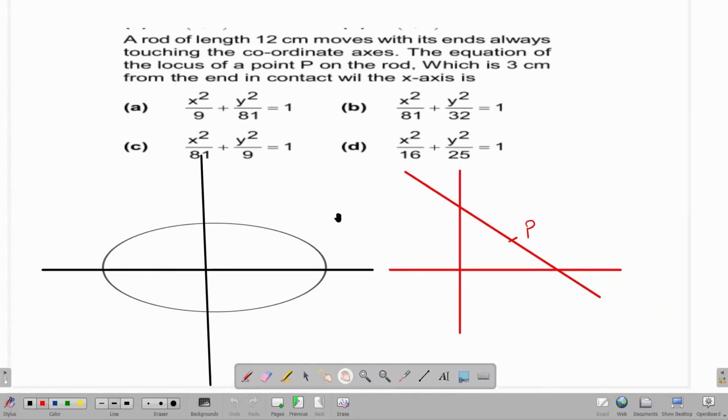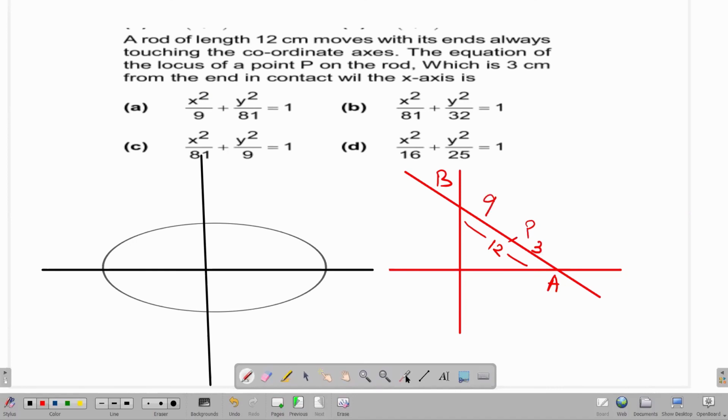Now in this question, a rod of length 12 centimeters moves with its ends always touching the coordinate axes. That means the diagram is somewhat like this. The equation of the locus of point P on the rod, which is 3 centimeters from the end in contact with the x-axis. That means suppose this point is A, so the distance AP is 3. And the total length of this rod is 12 centimeters. So if the distance from A is 3, then the distance from B is, if I subtract 12 minus 3, my BP comes out to be 9.